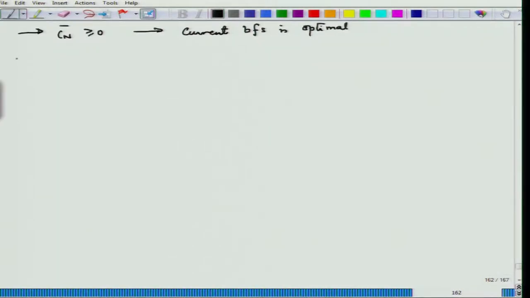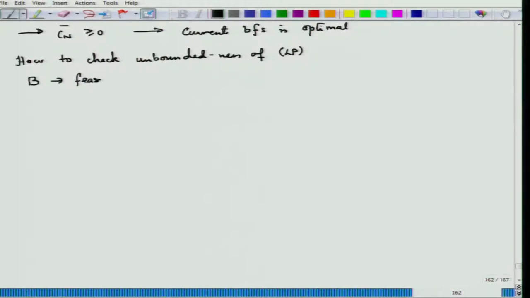Now, the next question is how to check unboundedness. That is, the problem itself does not have a solution. How will you check that? And the beauty is that there are methods to check it directly from the problem data. That is why linear programming is so beautiful. So, as before, B is my feasible basis. I_B is the index set of basic variables.